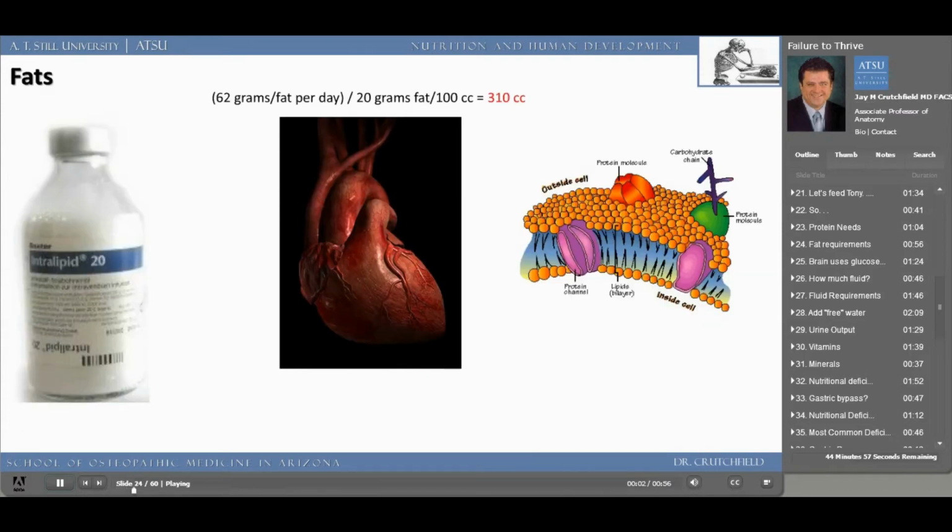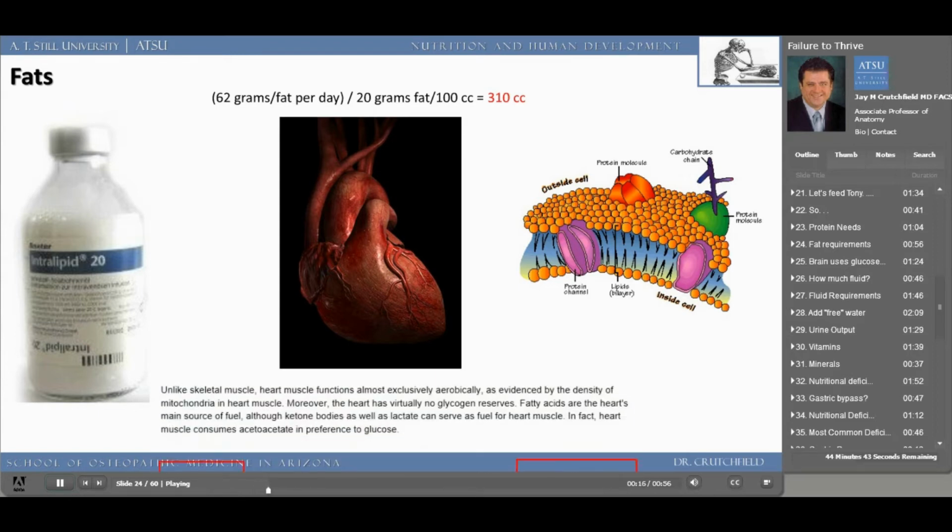So why do you need fatty acids? It turns out that intralipids are a source of phospholipids, and you need phosphates to make ATP. It turns out that fatty acids are the heart's main source of fuel, not glucose and not proteins. Intralipids, which contain phospholipids, are used to make cell membranes. You've seen this picture on the right before of the lipid bilayer. Without fatty acids, your cells don't have membranes and your heart can't pump.